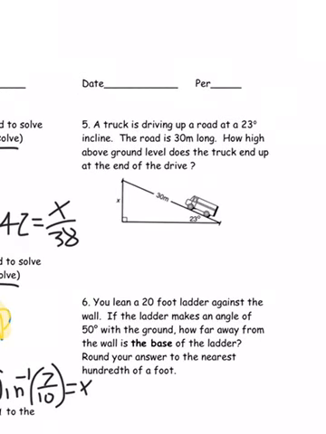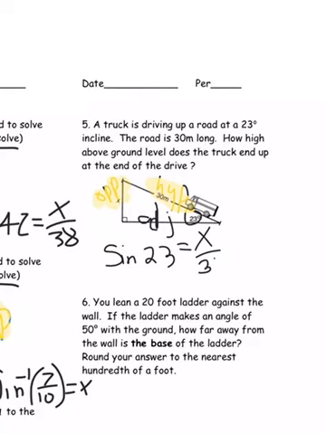Number 5, a truck is driving up a road at a 23-degree incline. The road is 30 meters long. How high above ground level does the truck end up at the end of the drive? Again, set up your sides from the 23. The picture matches the words in the word problem. So the opposite has something, the hypotenuse has something. Opposite and hypotenuse is sine. Sine of 23 equals the opposite over the hypotenuse.